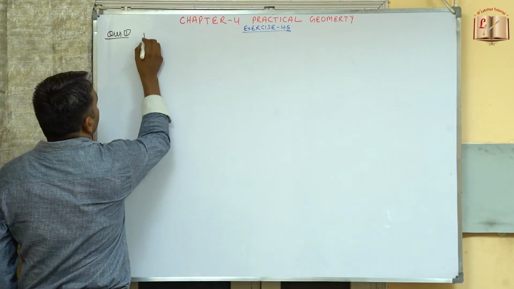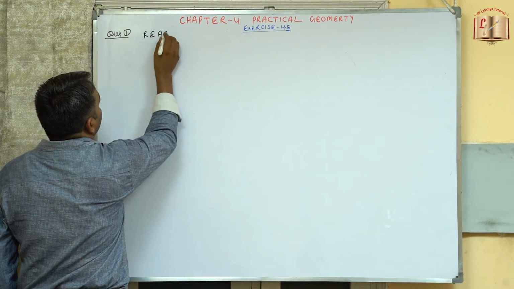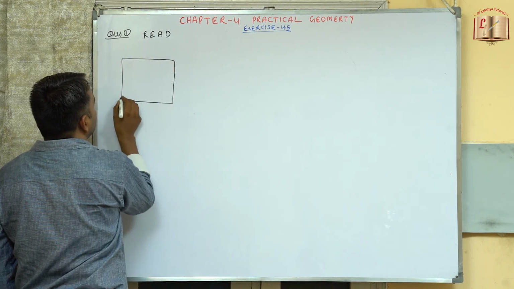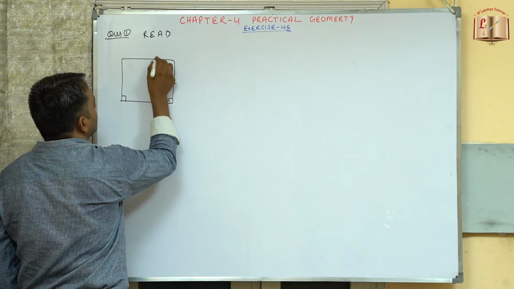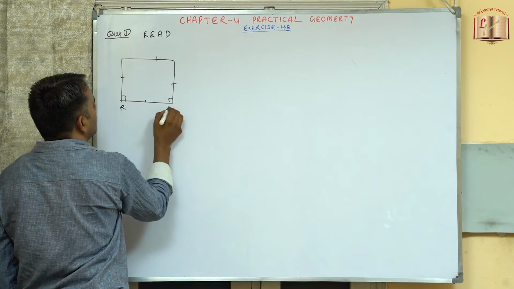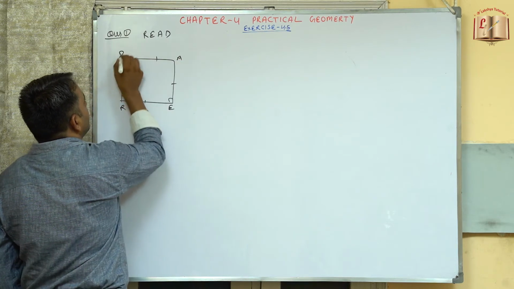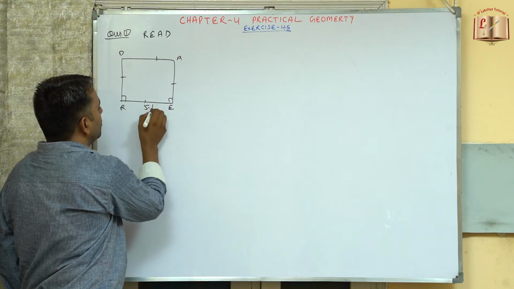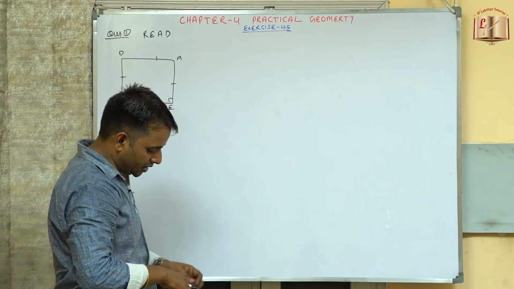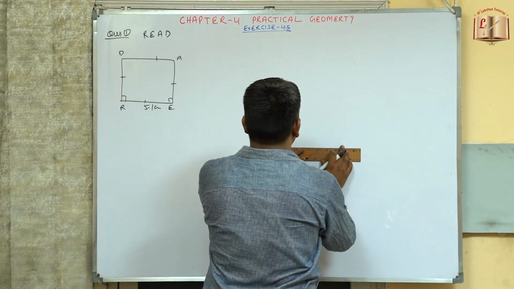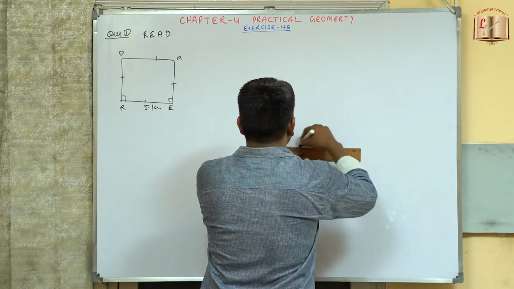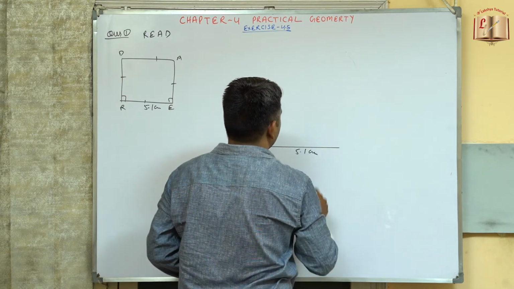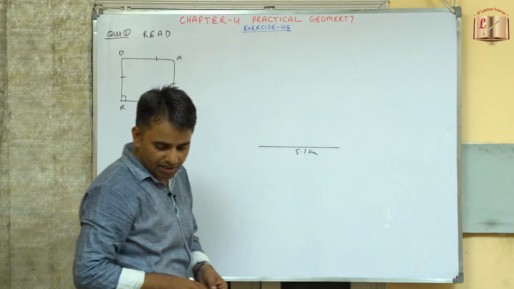READ. So square, all the angles are 90 degree and all the sides are equal. So this is now READ. RE is already given to us. This is 5.1 centimeter. So with this we will proceed now. So suppose this is the length of 5.1 centimeter. So this is now simplest case.